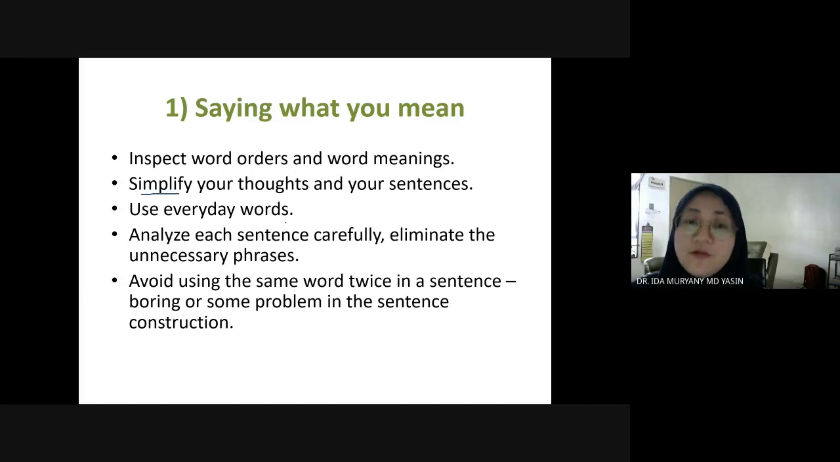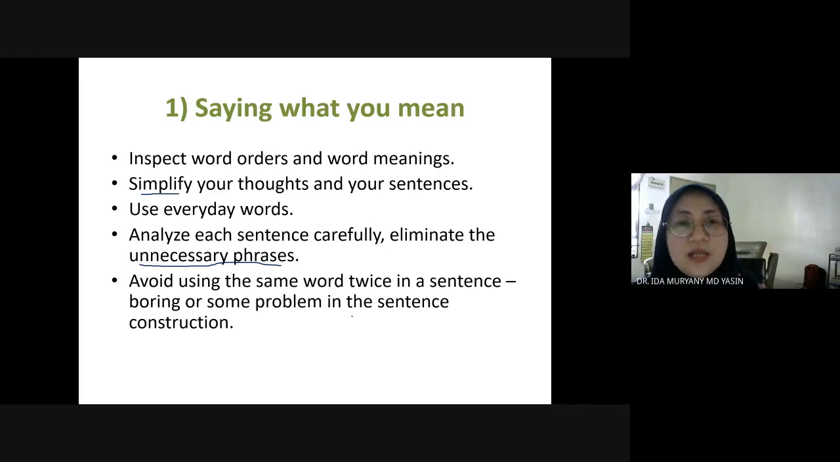Okay, you can use everyday words. Don't think about bombastic sentences, it's not necessary. You can use your everyday words as long as they are meaningful, impactful and the reader understands. Okay, analyze each sentence carefully, eliminate the unnecessary phrases. This is what many students do: to make it long, they just put in unnecessary phrases. Okay, so please analyze carefully. Okay, avoid using the same word twice in a sentence. Okay, it will be boring or there will be some problem in the sentence construction.